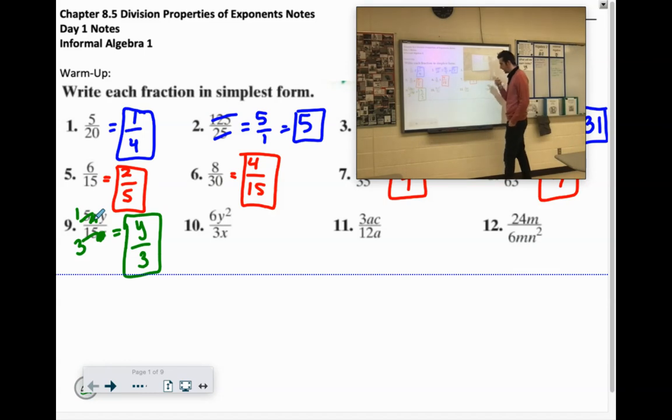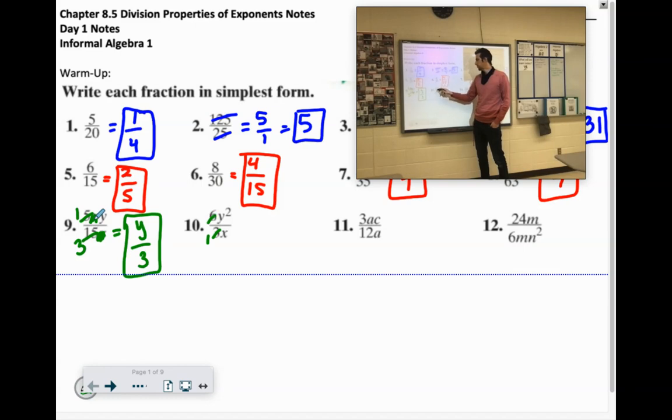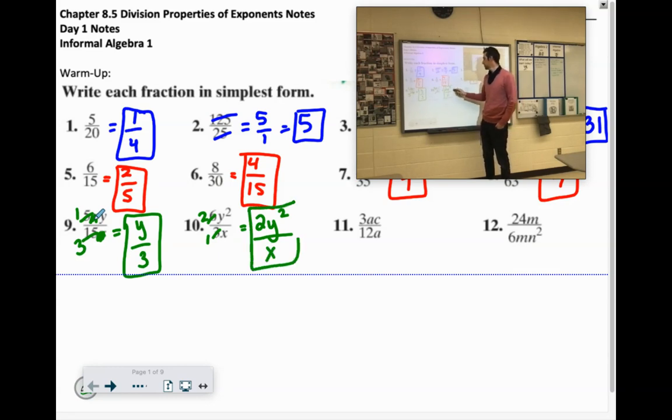Cool. So here I see a 6 and 3. So 3 goes into 3 one time, 3 goes into 6 2 times. Can't simplify anything else. So we have 2y² in the numerator. We have 1x in the denominator, but we just write that as x.